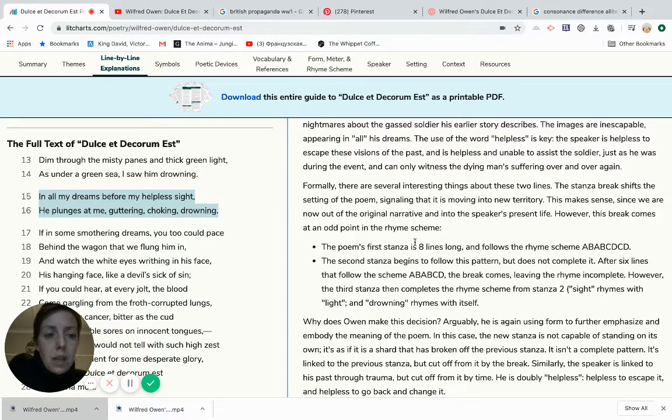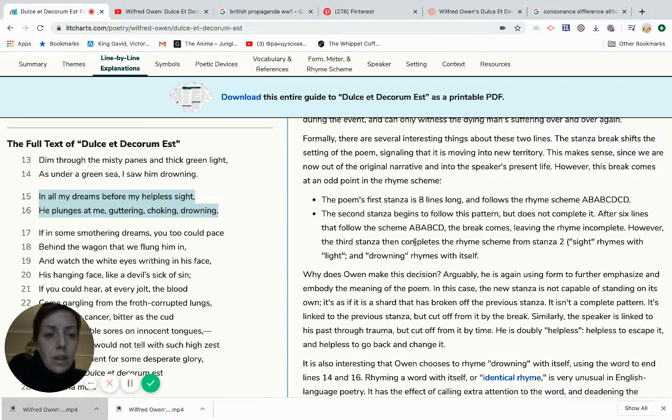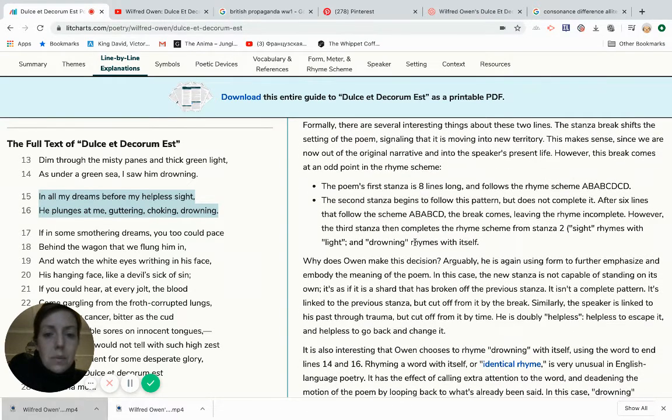The stanza break shifts the setting of the poem, signaling that it is moving into new territory. This makes sense, since we are now out of the original narrative and into the speaker's present life. However, this break comes at an odd point in the rhyme scheme.